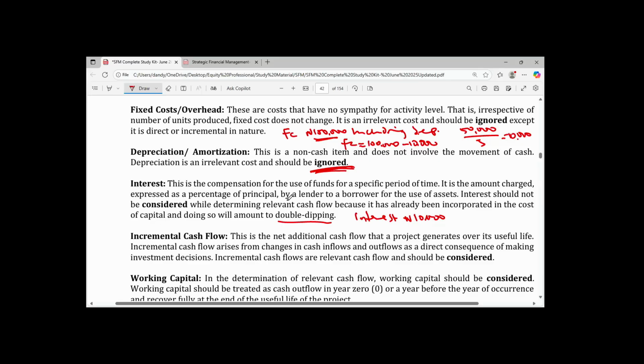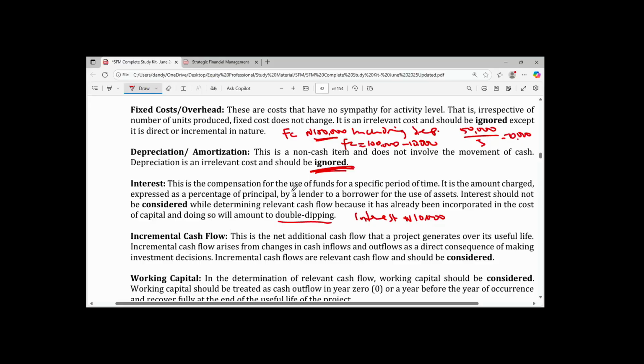So my question is, you said when we are given the naira amount of interest, we should not include it. Yes. What if the question says 10% interest, and they now put a naira amount, but they wrote out the 10% too? Do we ignore it? Yes.